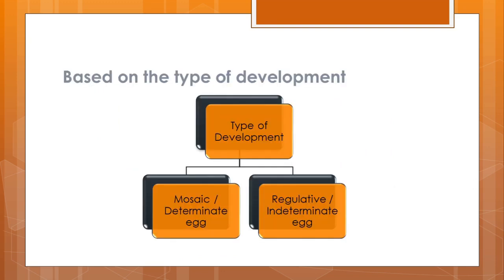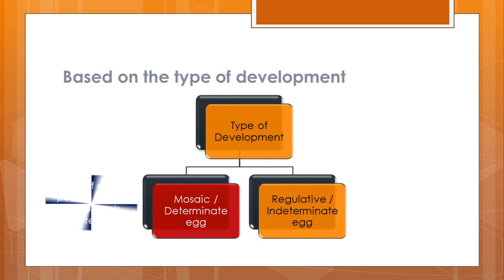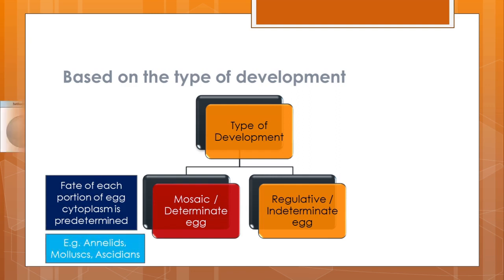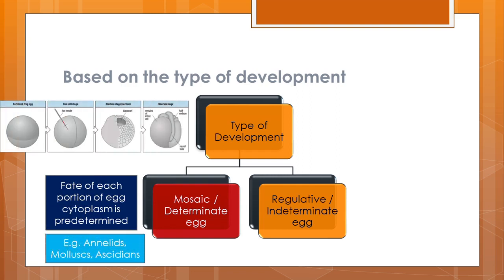According to their potentiality of development, the eggs are classified into two types, mosaic or determinate egg and regulative or indeterminate egg. In the case of mosaic or determinate egg, the fate of each portion of the egg cytoplasm is predetermined. So, if a particular portion of the egg cytoplasm is removed or if it is damaged during development, then a defective embryo will be formed which is lacking a particular organ.